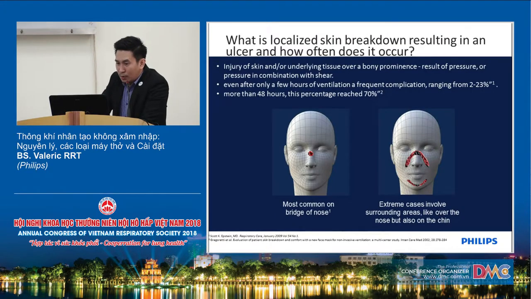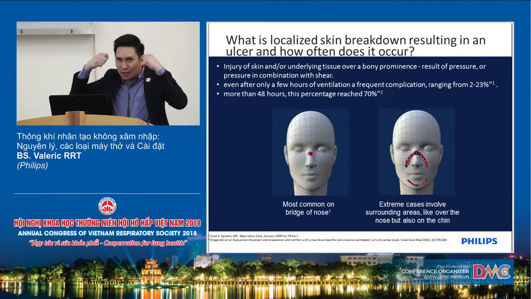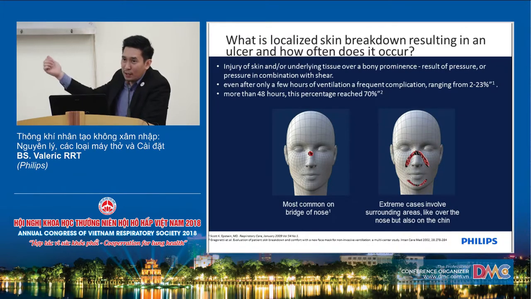Okay, so an overview again. Like what I said earlier, even after only a few hours of ventilation, frequent complications range from 2 to 23%. If you're using non-invasive ventilation with a mask that is not properly fitted for more than 48 hours, this percentage reaches 70%. Extreme cases involve the surrounding areas, including the nose and the chin. If you tighten the mask too much, this will lead to severe necrosis.